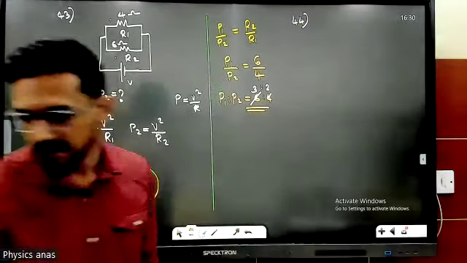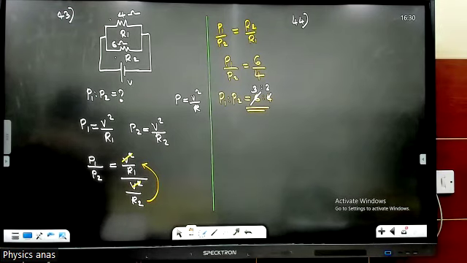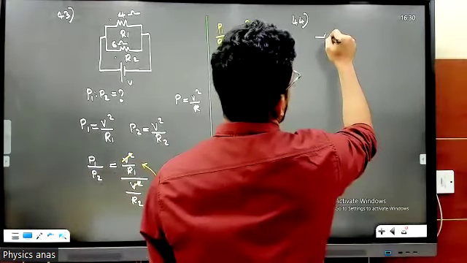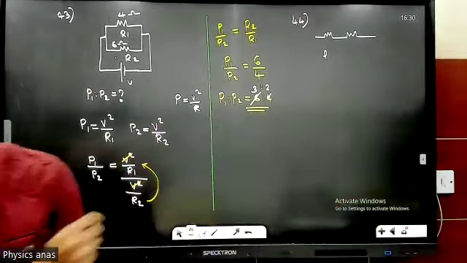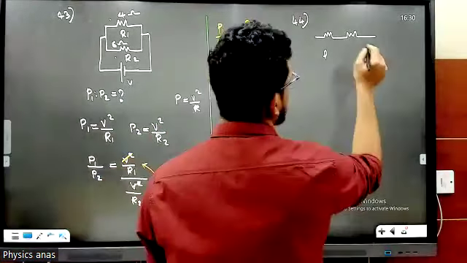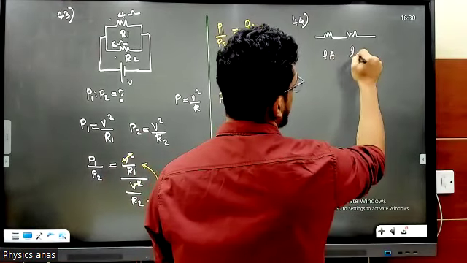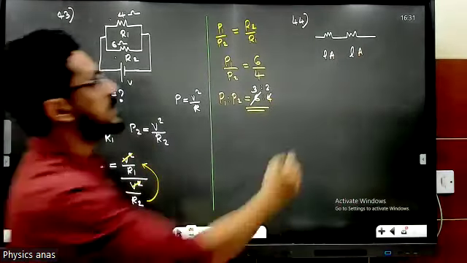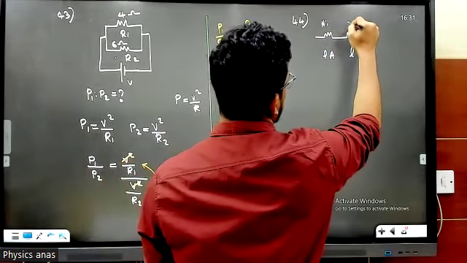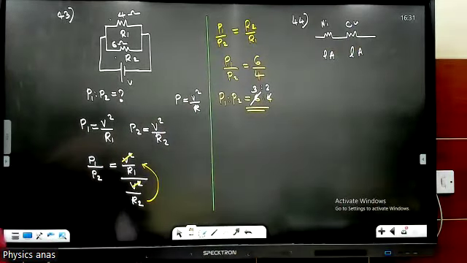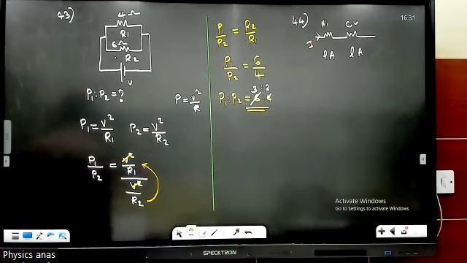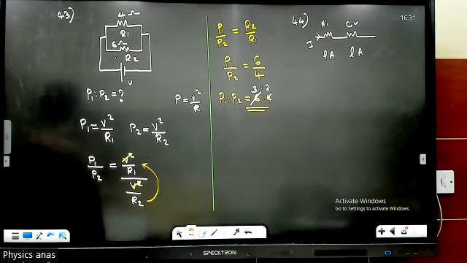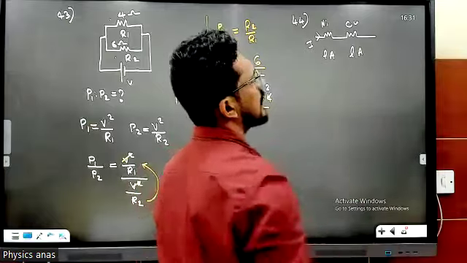Question 44. Nichrome and copper wires of same length and same radius are connected in series. Same length, same radius means same length and same area. One is nichrome, the other is copper, and current I is passed through them. Which wire will get heated up more? Justify your answer.